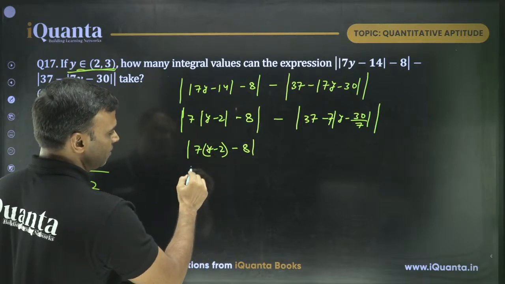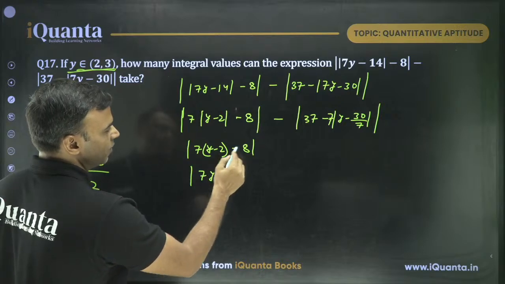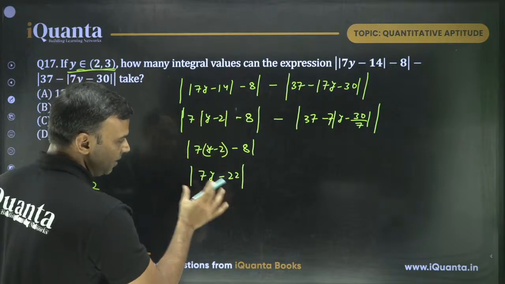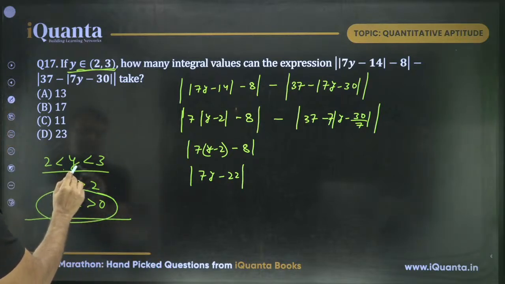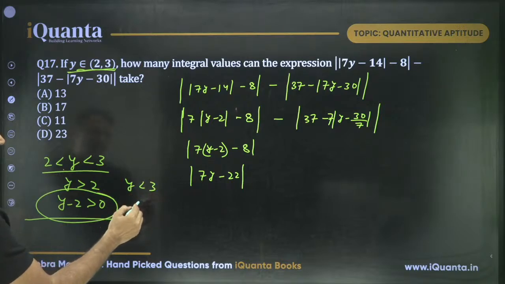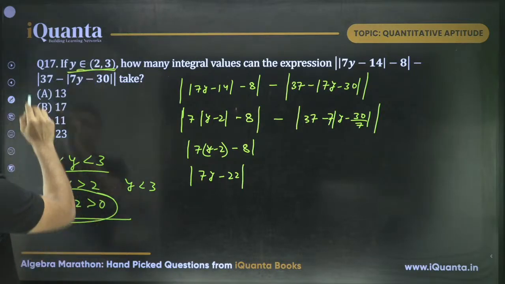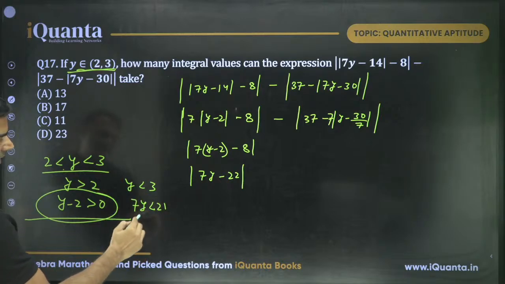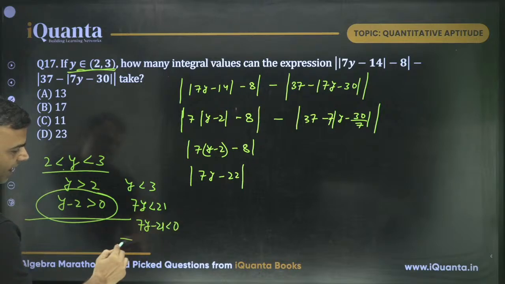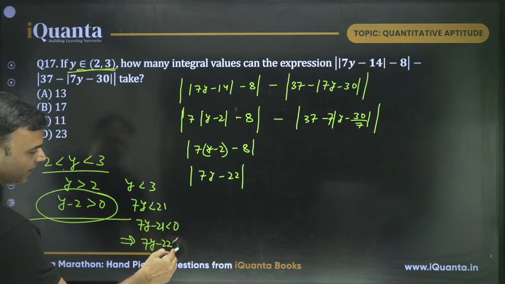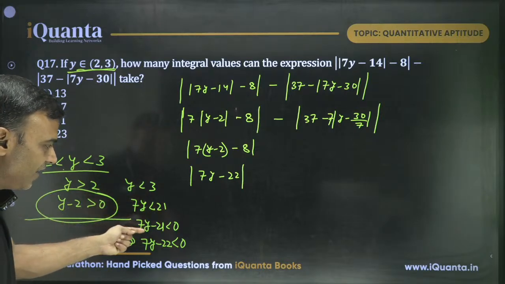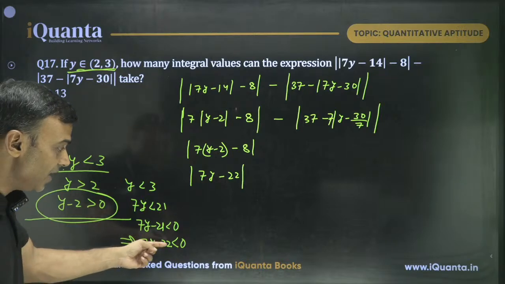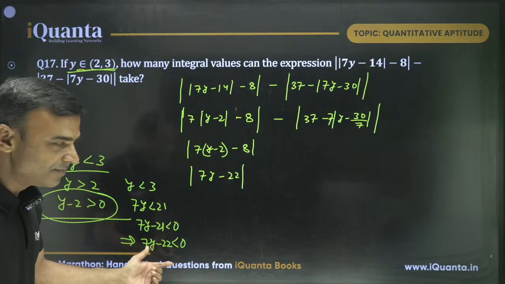So let's resolve this completely. Modulus of 7y minus 7 twos are 14 and 8, 22. So the modulus becomes like this. Further, from the second part, y is less than 3, that means 7y is less than 21. So 7y minus 21 is less than 0. Can I say 7y minus 22 is further less than 0? Since y is less than 3, 7y will be less than 21, so 7y minus 22 will definitely be less than 0.